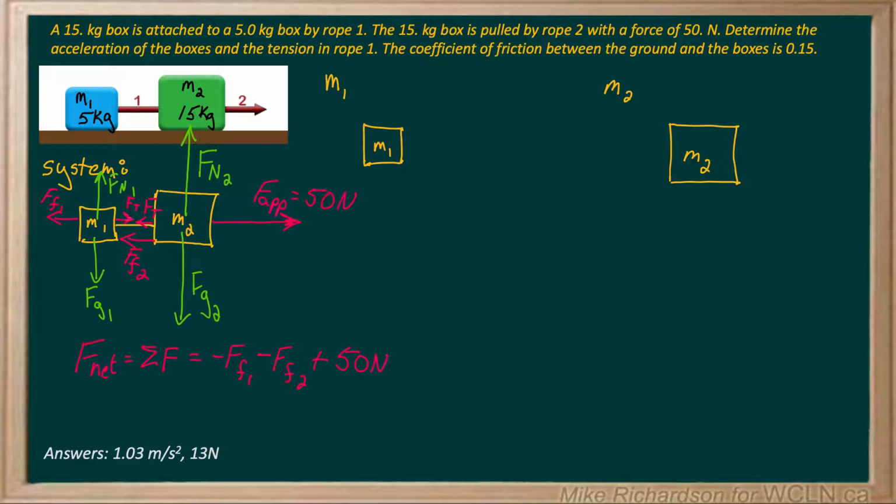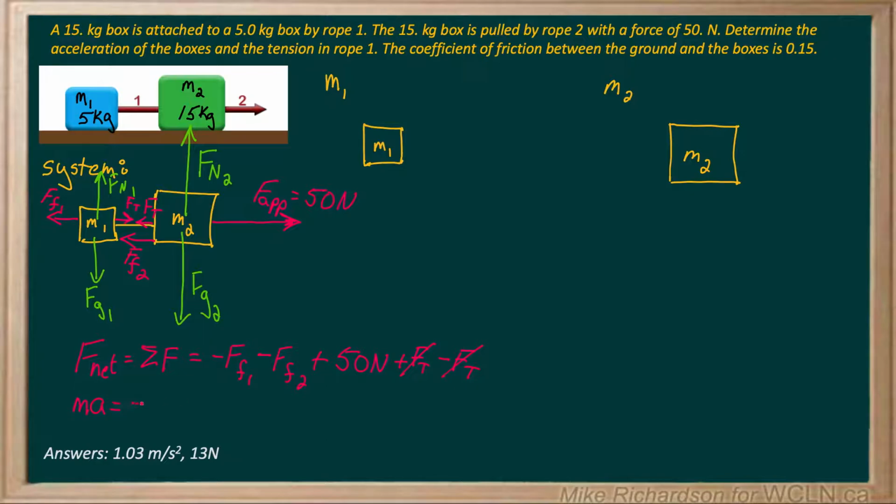And then I've got these two tensions. One is to the right, and one is to the left. So one's positive and one's negative. Now notice when I do the entire system, these tension forces that connect the masses together cancel each other off. So I'm left with a simplified equation. Now F net we know is always ma.